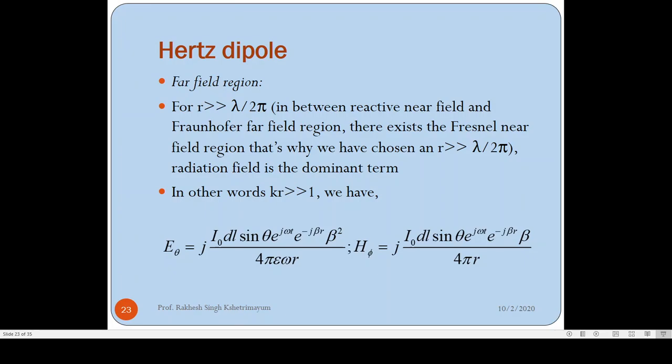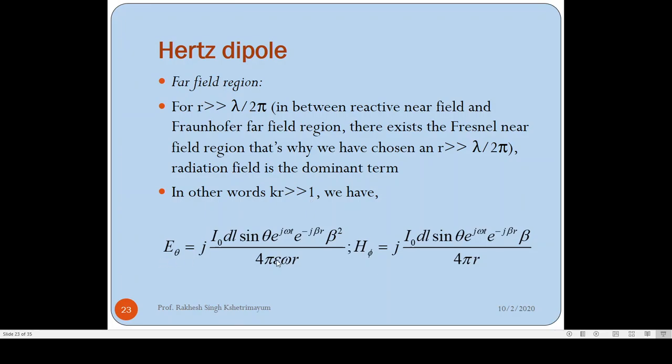But most of the time we are interested in the far field region. These are the fields we use for wireless communication. Say you use mobile phones: signals from the mobile phone go to the base station and come from the base station to the mobile phone. That kind of communication requires, or actually operates in, the far field region of the antenna, and we are considering the case when r is very much greater than lambda by 2 pi. In that case, kr also becomes very large and much greater than 1.